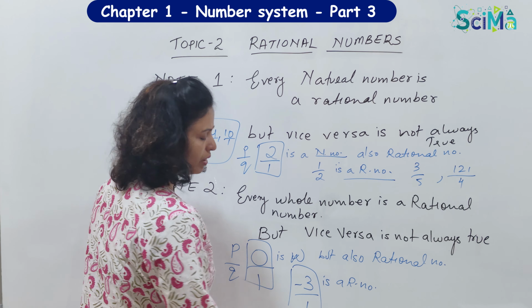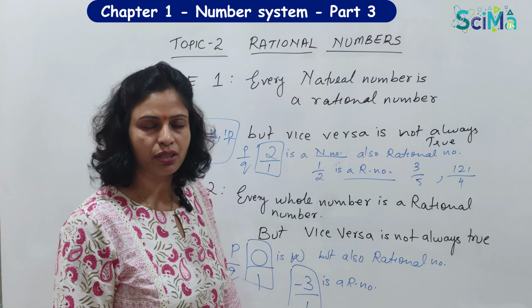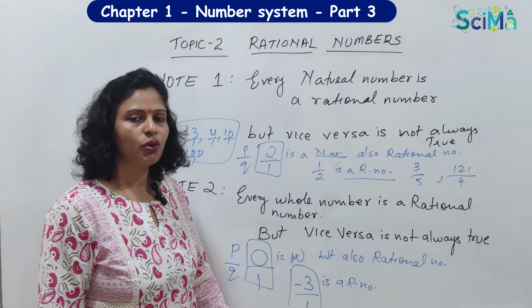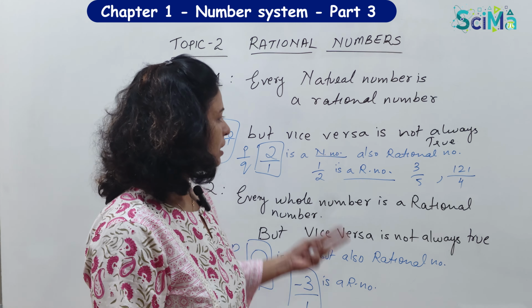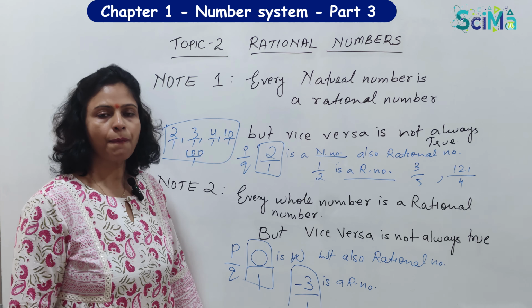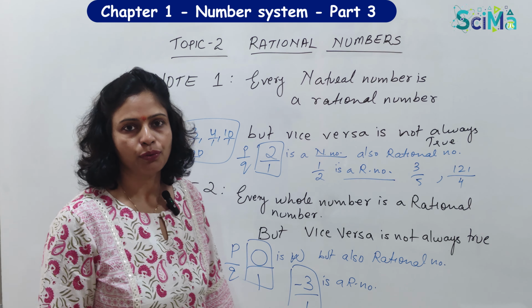But is minus 3 by 1 a whole number? No, it is a negative integer. It is not a whole number. So minus 3 we cannot say it is a whole number, but it is a rational number. Okay. So these are the two notes which you have to remember from your exam point of view.